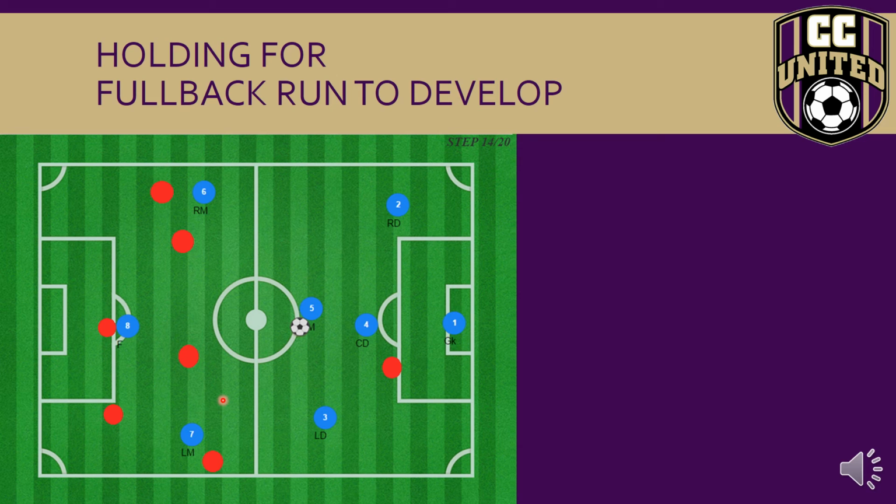If the ball is switched across, so here the ball is played inside to our center midfielder. Look at our width that's been established here. So our width has created that open passing lane for our striker.